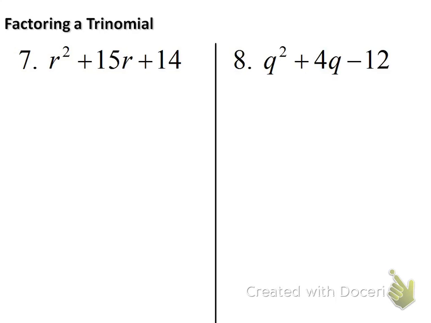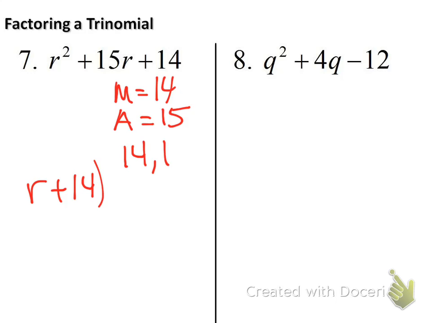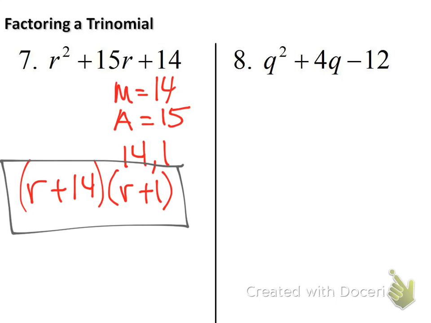All right, here's 7 and 8. What's my multiply number on 7? What's my add number? Anybody know the combination? 14 and 1. Good. So r plus 14, r plus 1. Do I need to do anything else? Nope. I would go back and divide by a 1, which is not going to change anything, so I'm done here. I haven't been checking my work, but really we could. This is r squared plus 1r plus 14r, which will give us the 15r plus 14, so I'm good.